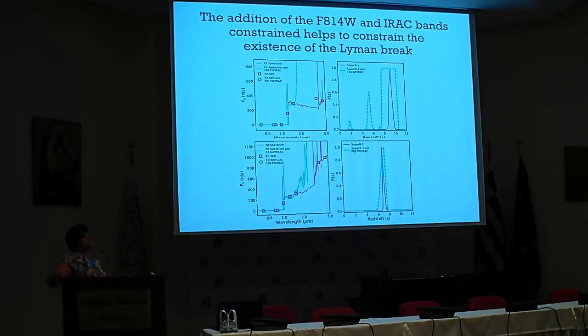So this is just to point out how useful the I band data are and the Spitzer data. You can see how in some cases it really constrained the photometric redshift fitting to have those extra data points. In some cases it didn't make that much of a difference. So of course I showed the one where it made the most difference because it looks better on the slide.